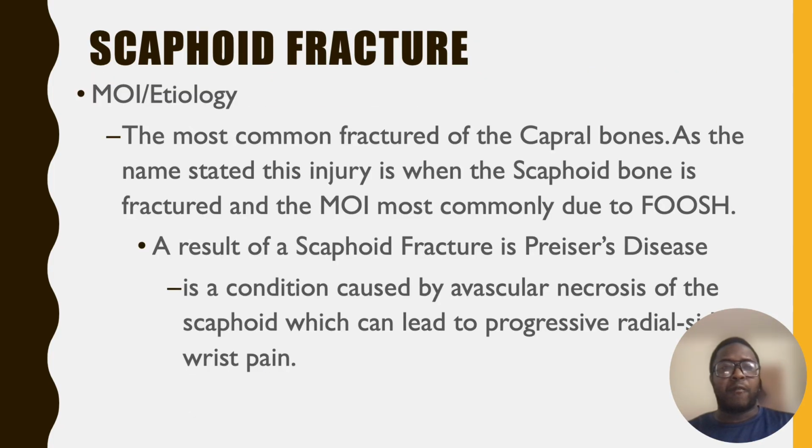Next, we have scaphoid fracture. As the name states, this is where the scaphoid bone is fractured. The scaphoid is the most commonly fractured of the carpal bones, and usually the MOI of this is FOOSH. But a result of a scaphoid injury is Preiser's disease, a condition caused by avascular necrosis of the scaphoid, which can lead to progressive wrist pain.